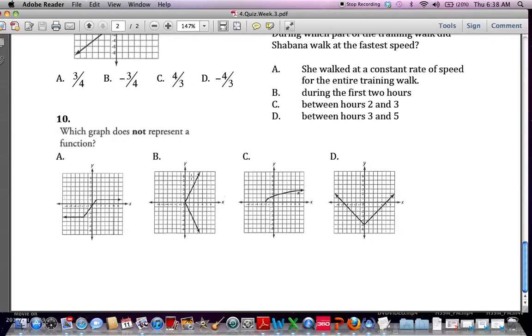Okay, then number 10, which graph does not represent a function? And remember what test you can use to figure out if it's not a function. Remember there's a test that we talked about that you can use. Which one of these is not a function?